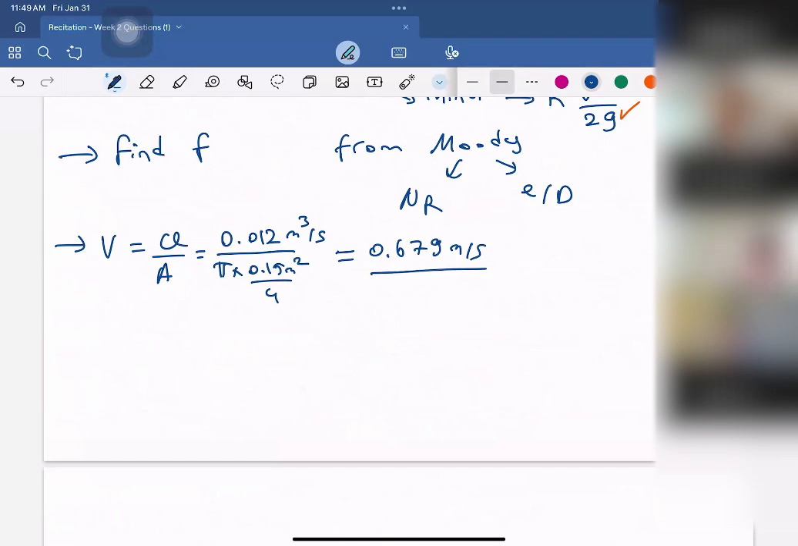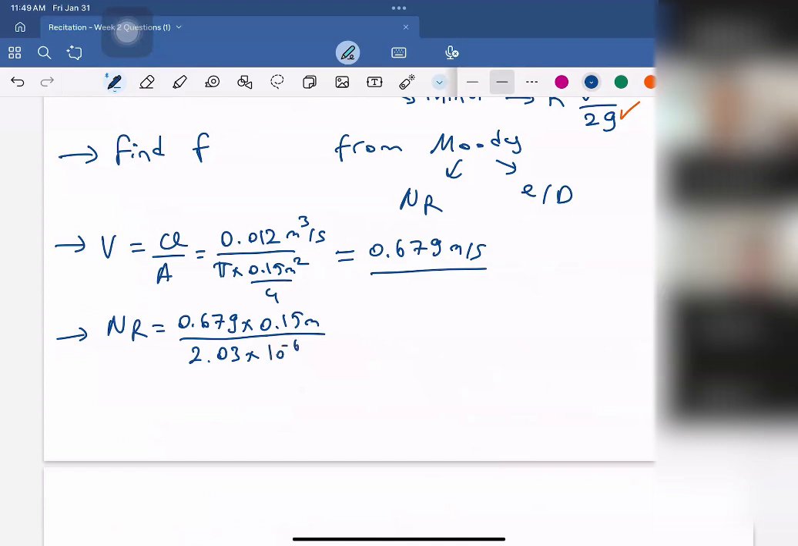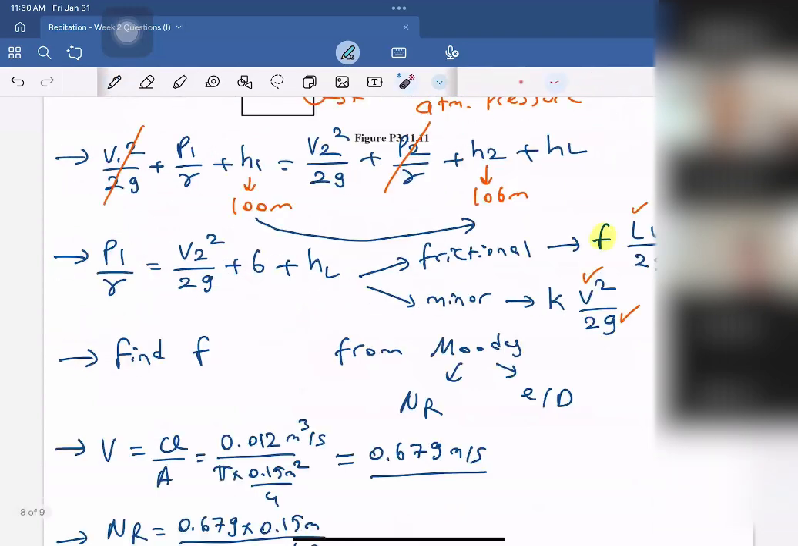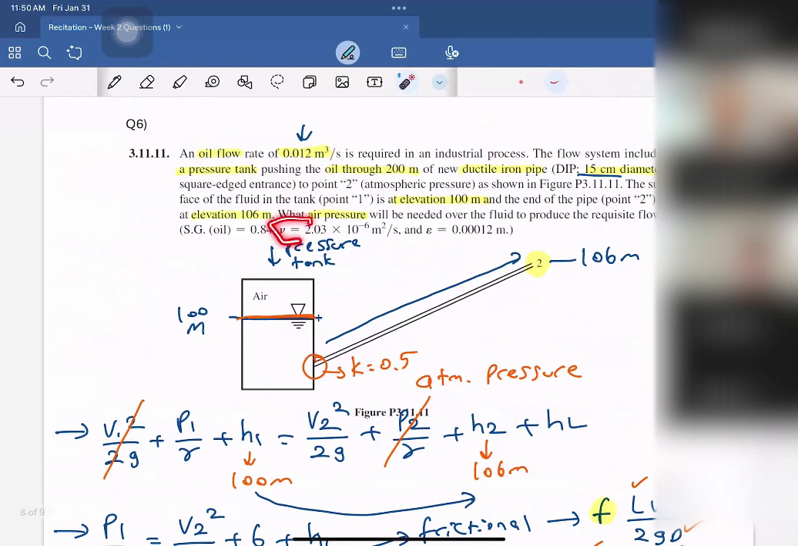And now we can calculate Reynolds number. Diameter was 0.15 meters. And we have kinematic viscosity. This is also a property of the fluid, and I think it was given in the question. Yes.